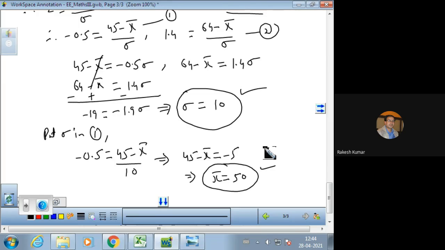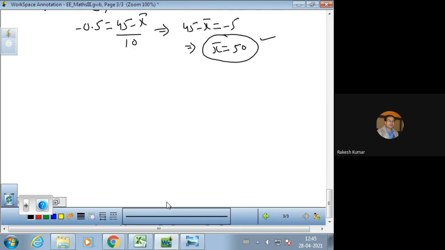So this is the important way to calculate the mean and the standard deviation of the distribution. It's very important. Now, let us discuss one more important example.